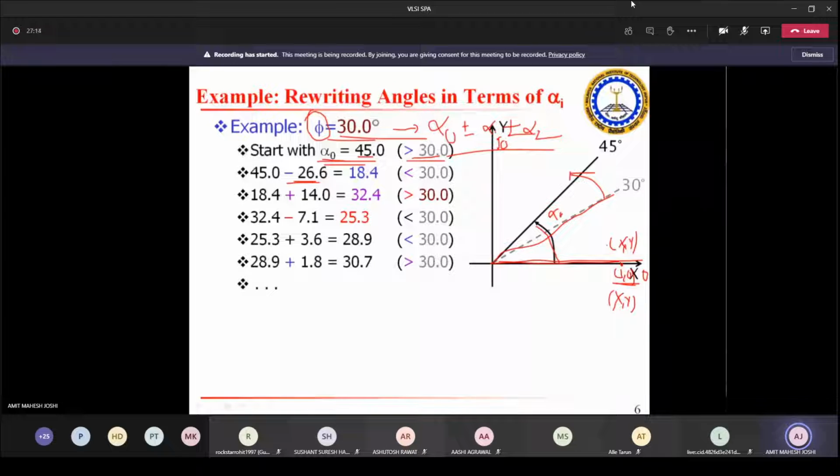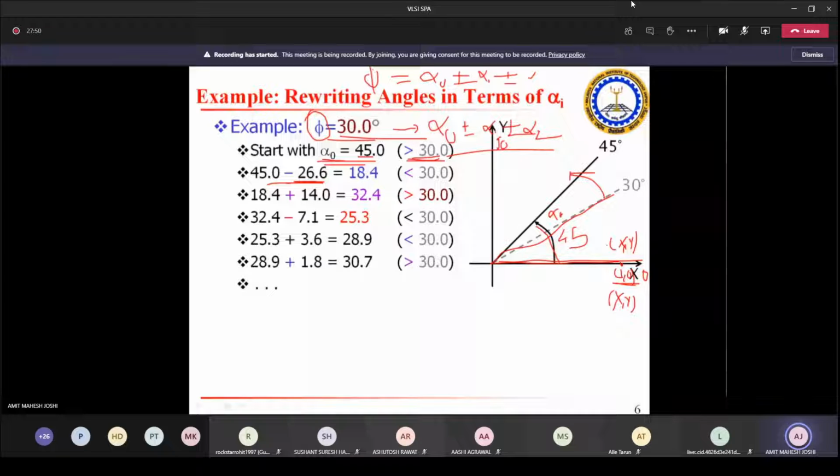So when I consider my first alpha 0, which is my first obvious value of my lookup table, that alpha 0 is my 45. So 45 is actually greater than 30. So now next alpha 1, which I need to choose. What is alpha 1? Alpha 1 is standard 26.6. So that has to be subtracted from 45. Now this is ultimately a linear combination of my alpha: alpha 0 plus or minus alpha 1 plus or minus alpha 2.